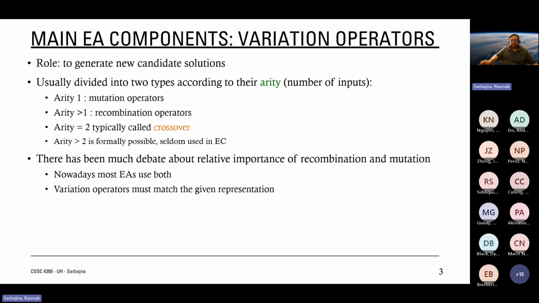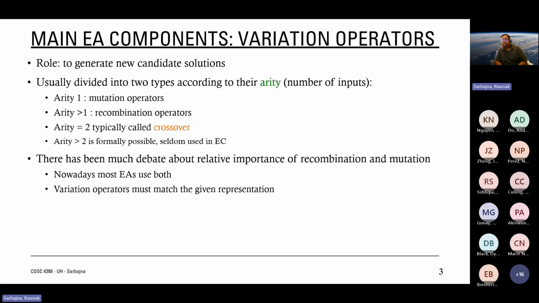a single sequence, right? And if your arity is greater than one, so if you are combining multiple solutions in various ways, then they are called recombination operators. Specifically, when arity is two, so when there are two solutions that you're combining, then that is called crossover. These terms come from Darwin's theory of evolution, right? So they come from genetics. Mutation and crossover are by far the most common operators used, but that does not mean no other operators are possible.